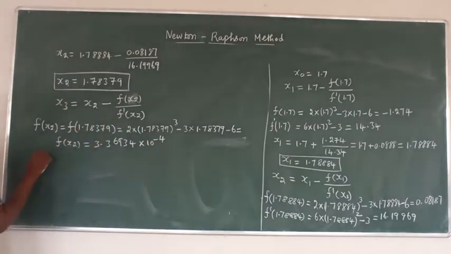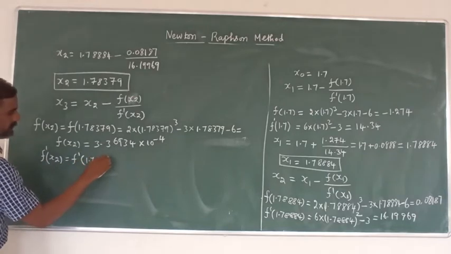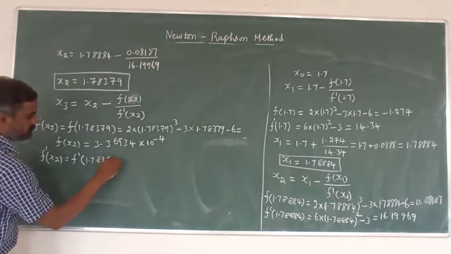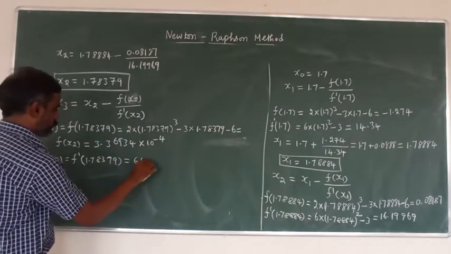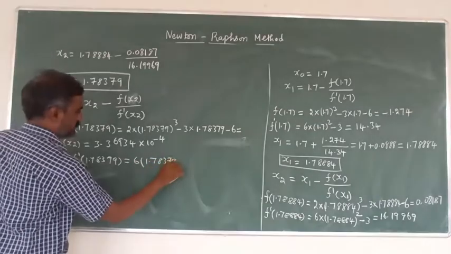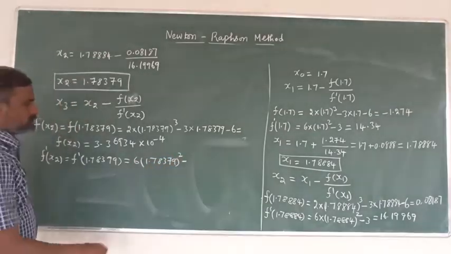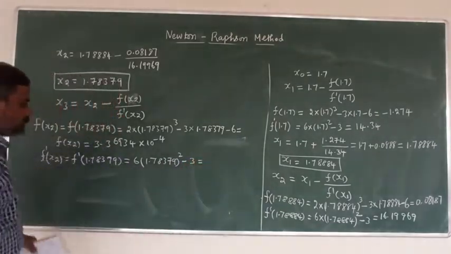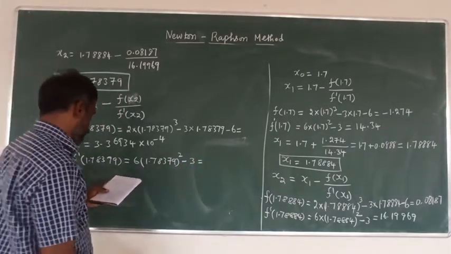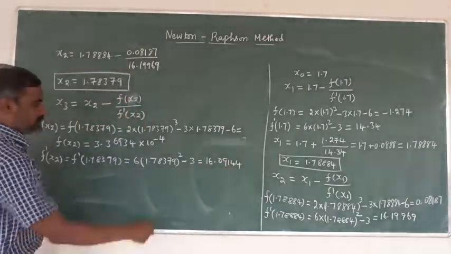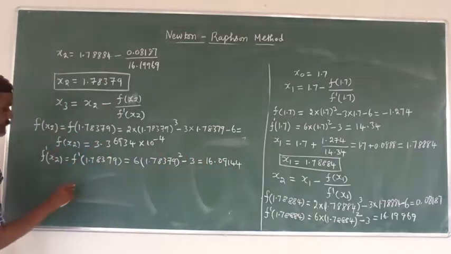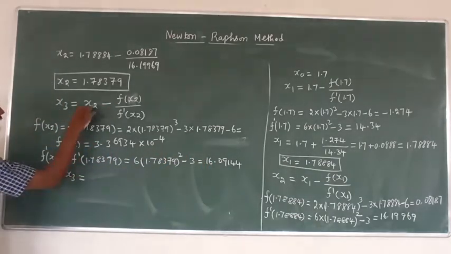Next, f dash of the x2 value 1.78379, and substitute 6 into x square value 1.78379 square minus 3. Now we can get the result 16.0914. These two values substitute here.